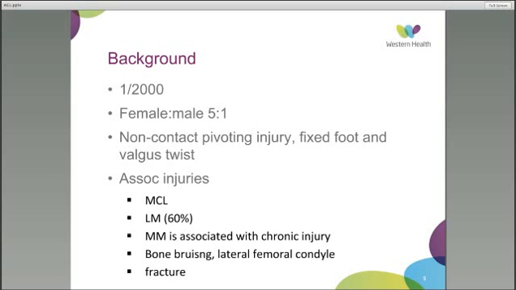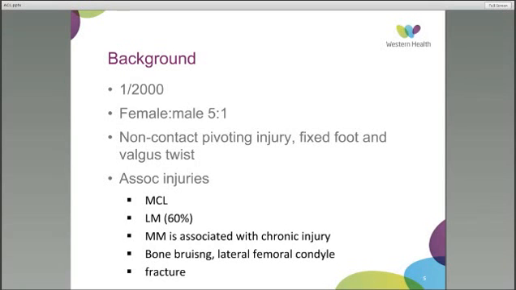Associated injuries with acute cruciate ligament rupture include medial collateral ligament injury. Approximately 60% of ACLs have an associated lateral meniscal pathology. Bone bruising of the lateral femoral condyle is common and often seen on MRI, and fracture can also be seen, namely a Segond fracture, a Volkmann type fracture. Medial meniscus pathology is more associated with a chronic rupture, but can also be seen acutely.